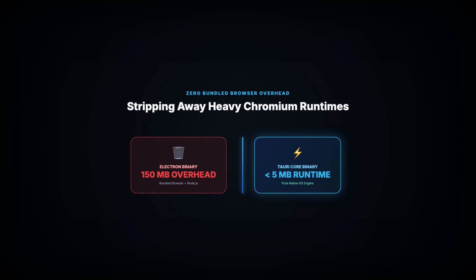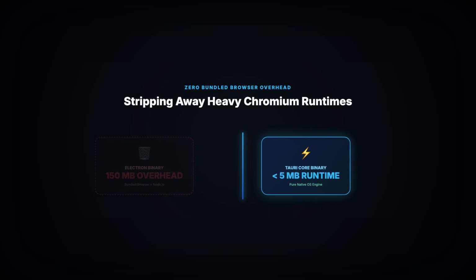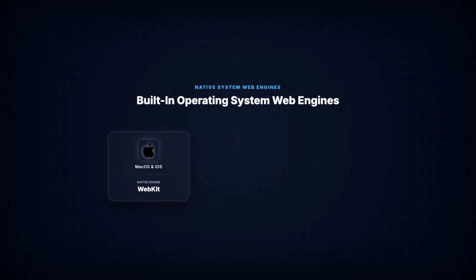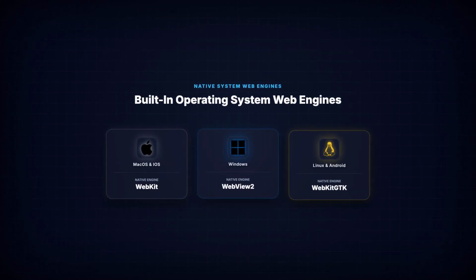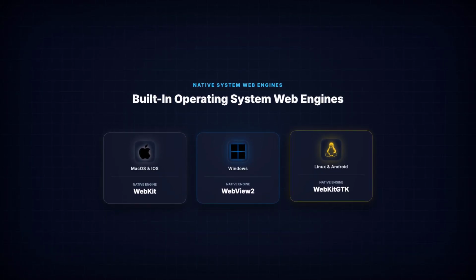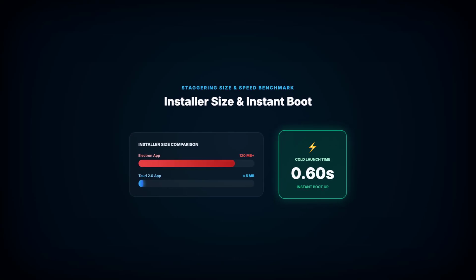The secret behind Tauri's mind-blowing performance comes down to one brilliant architectural decision. Instead of shipping a heavy, battery-choking browser inside your app binary, like Electron does, Tauri completely strips that overhead away. Instead, it uses the native web engine that is already built directly into your operating system: WebKit on macOS and iOS, WebView2 on Windows, and WebKitGTK on Linux or Android. The result of this single decision is staggering.